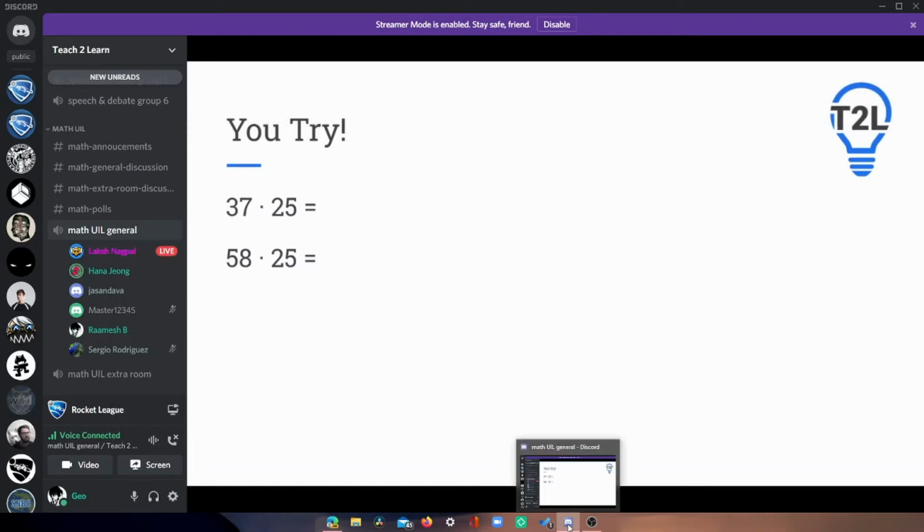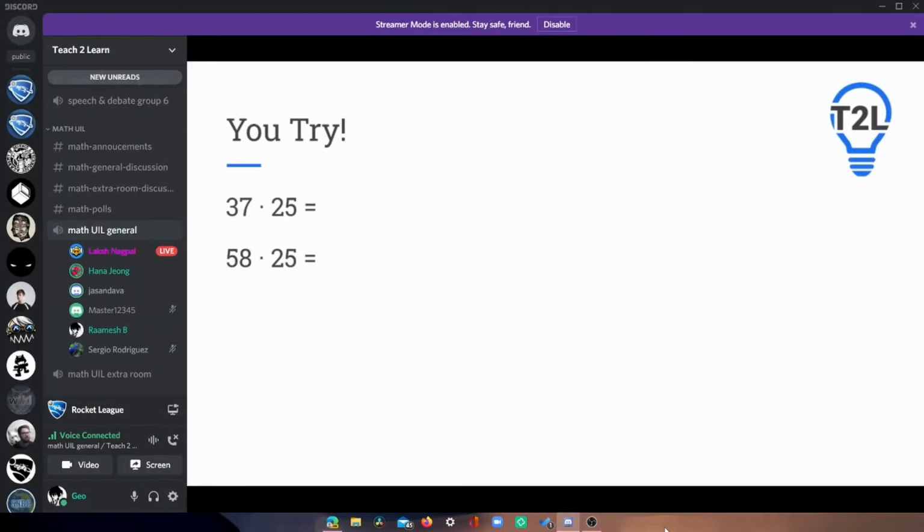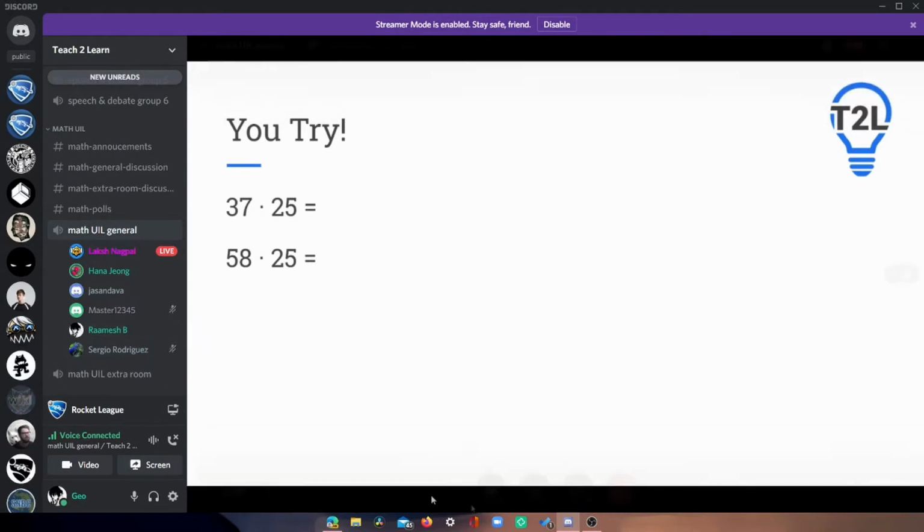Here we have some example problems. You can try to solve them and type in the answer in the math general discussion. The first one is 37 times 25. As a trick, 52 times 25: you divide by 4 and times 100, so it's 1,300.